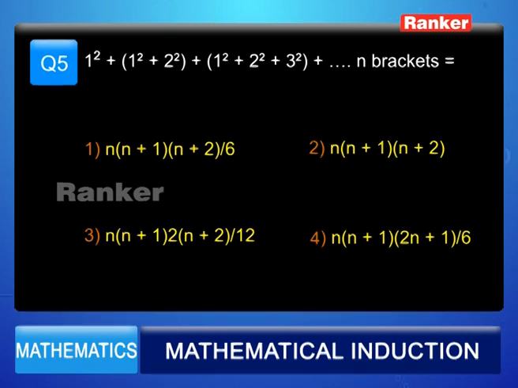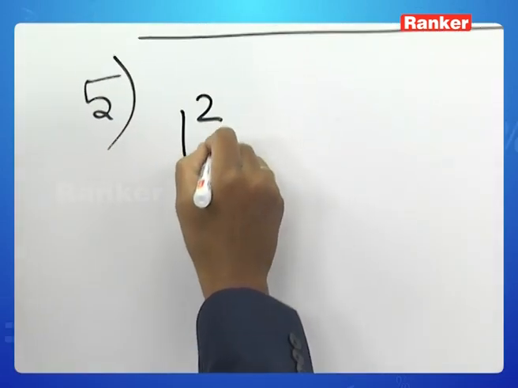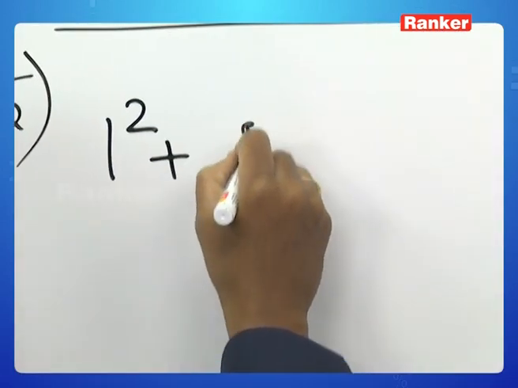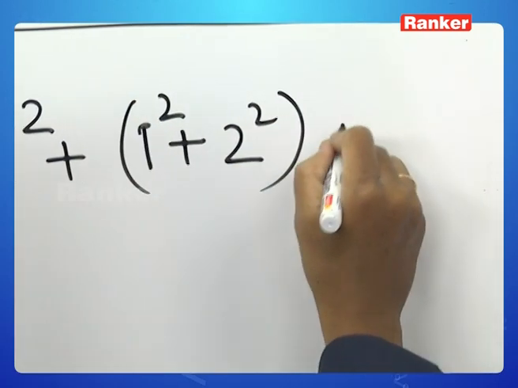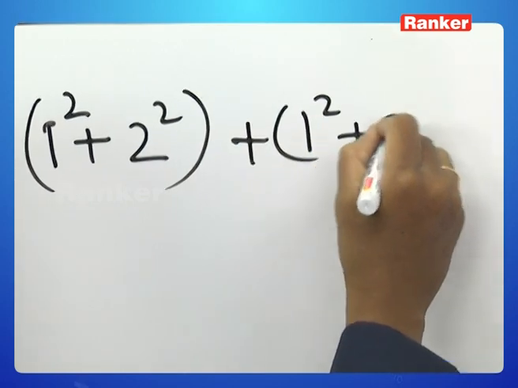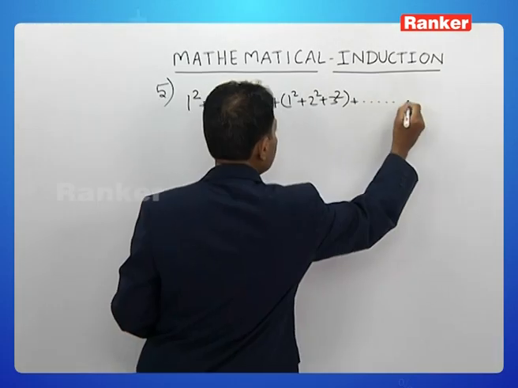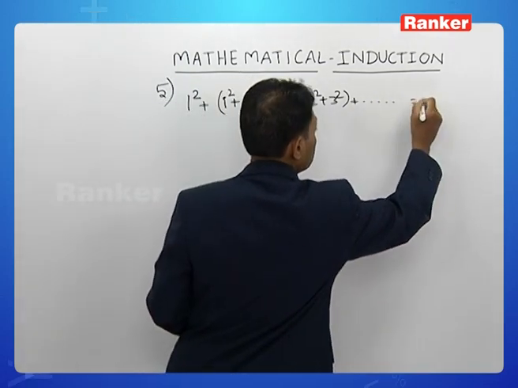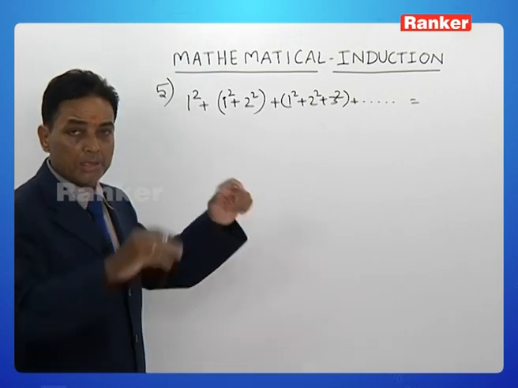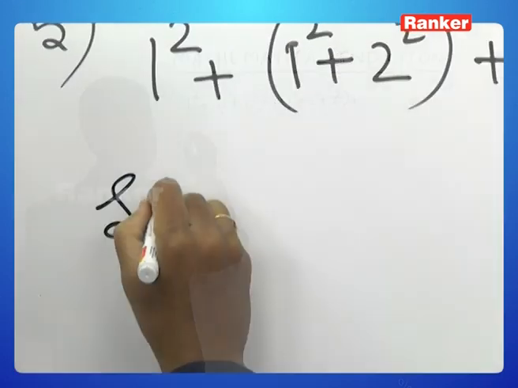Question number 5. I will write the question now. 1 square, first bracket; 1 square plus 2 square, second bracket; and 1 square plus 2 square plus 3 square, and so on up to n terms. What is the total value? They are not asking only the nth term, but the total value. So, I will first write the nth bracket, that is the nth term.